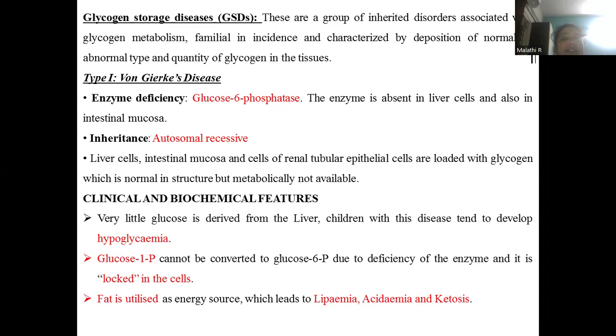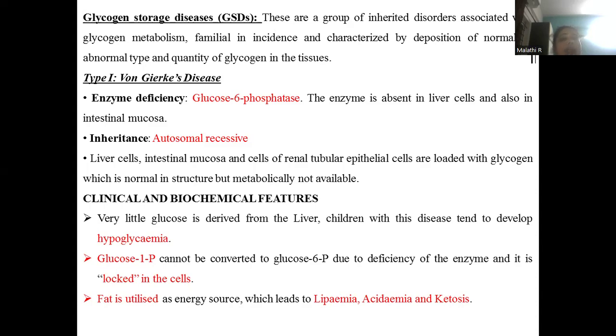In case of any defect in the metabolism, either the breakdown or the synthesis of glycogen, it leads to glycogen storage diseases. Glycogen storage diseases are a group of inherited disorders associated with glycogen metabolism. They may be familial and are characterized by deposition of normal or abnormal type or quantity of glycogen in the tissues. We have different types of glycogen storage disease. One by one, we will study them in this class.